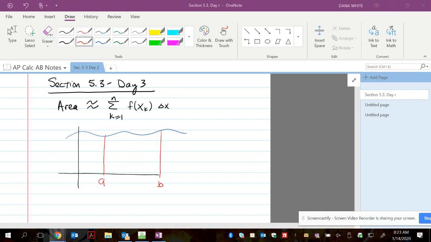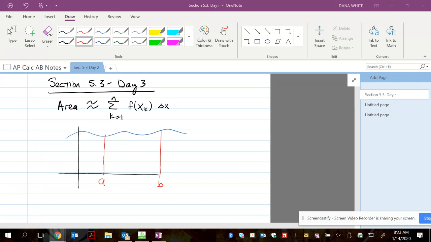So from yesterday, when we did an area, I'm using K for the letter today. Yesterday the letter was I. Today was K. We'll eventually get to I, J, K, but I just wanted to do I and K right now.